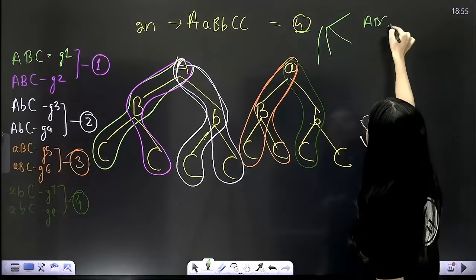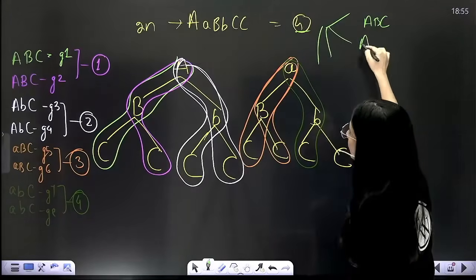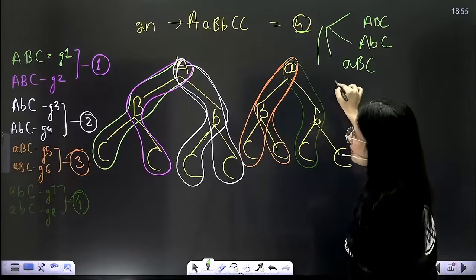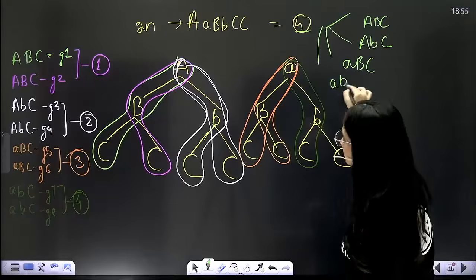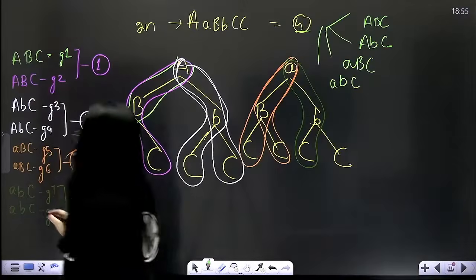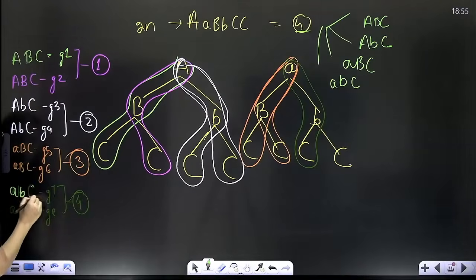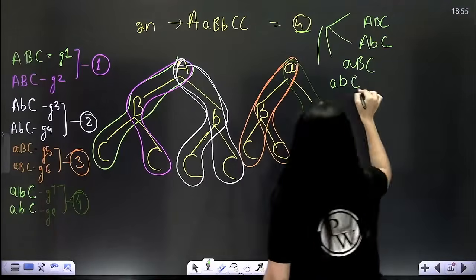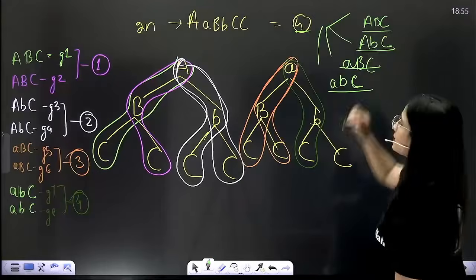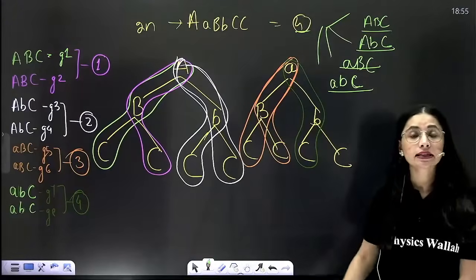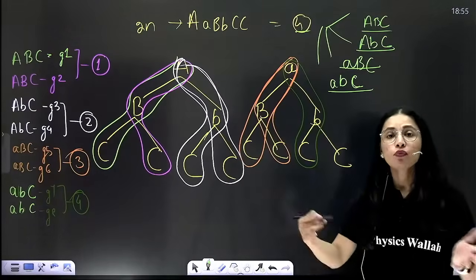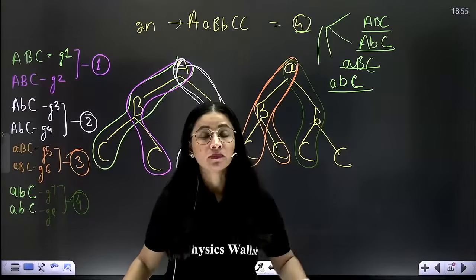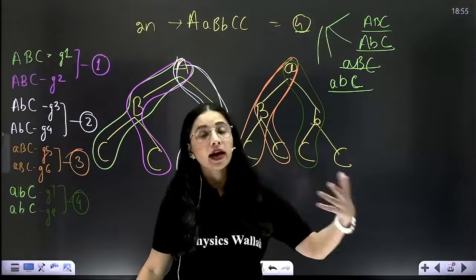Capital A, capital C, capital B, then this, and then all small. Correct? Yes or no? So these are the 4 types of gamete obtained in this question. I hope what the types of gamete are, and how to obtain them, is now clear. You take more examples, try to solve them.